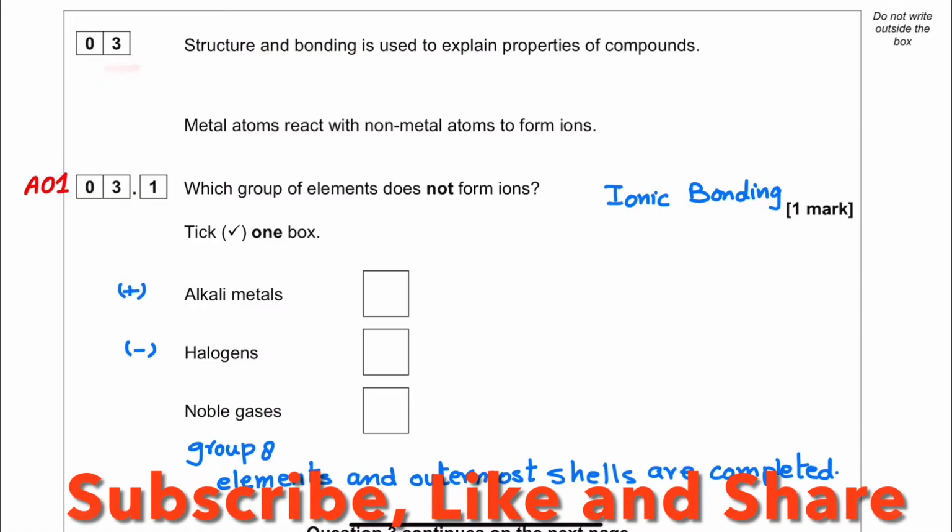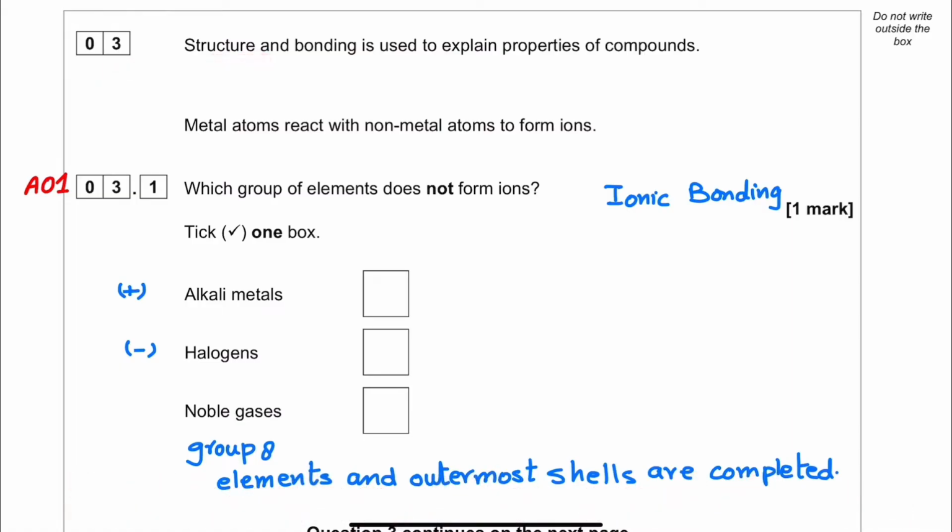Question number 3. Structure and bonding is used to explain properties of the compounds. Metal atoms react with non-metal atoms to form ions. 3.1 is an AO1 question, and this question is from the topic of ionic bonding. Which group of elements does not form ions?